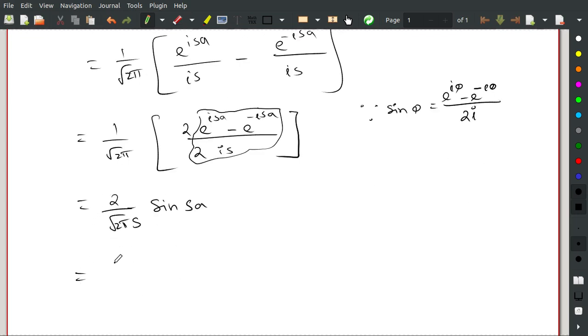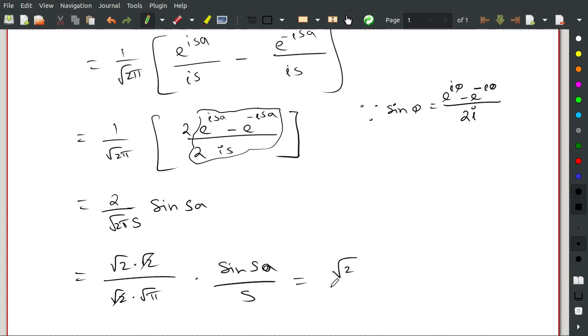We can further simplify this. This 2 can be written as root 2 into root 2 divided by root 2 into root pi, and we have sine sa by s. So this and this get cancelled, and finally we have root 2 by root pi, sine sa divided by s. So this is the final answer.